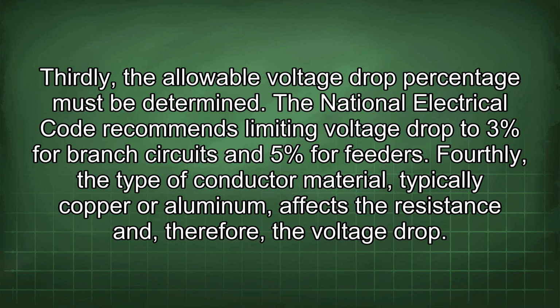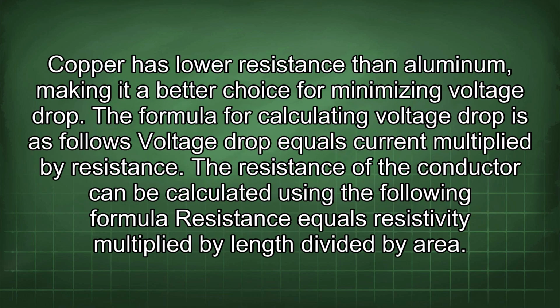Thirdly, the allowable voltage drop percentage must be determined. The National Electrical Code recommends limiting voltage drop to 3% for branch circuits and 5% for feeders. Fourthly, the type of conductor material, typically copper or aluminum, affects the resistance and, therefore, the voltage drop. Copper has lower resistance than aluminum, making it a better choice for minimizing voltage drop.